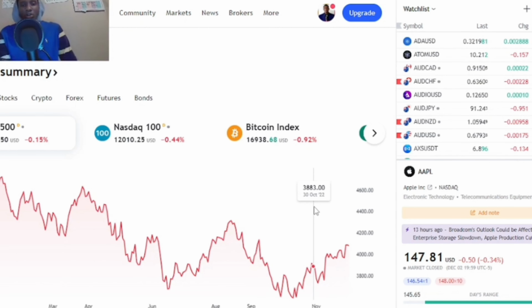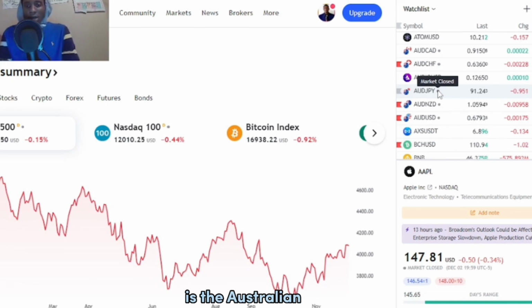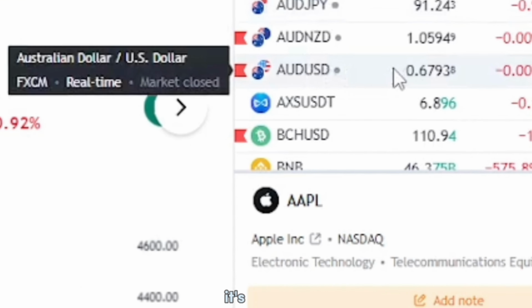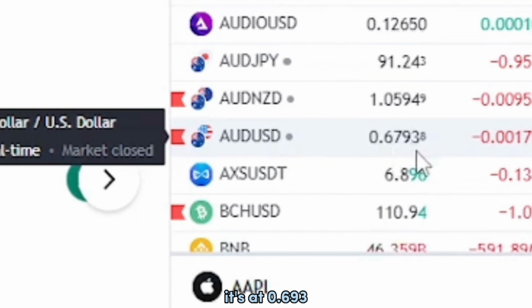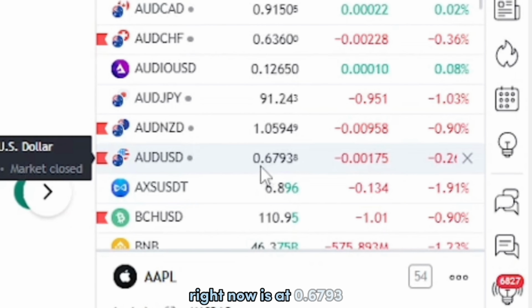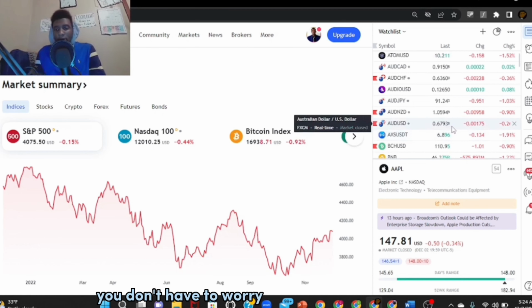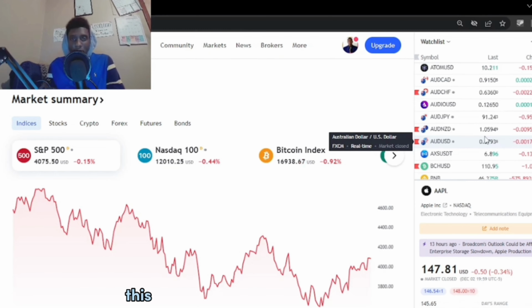As you can see, we're on TradingView, and we're going to look at a pair: the Australian dollar versus the United States dollar. That's what we're going to use to measure the pips. Right now it's at 0.6793. The fractional pip is the 6 right here. You don't have to worry about the fractional pip. We're not going to get into that in this video, and you don't really need it when counting pips. I just want to let you know what it was.